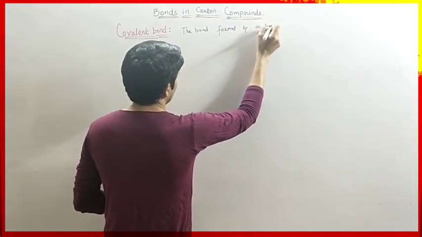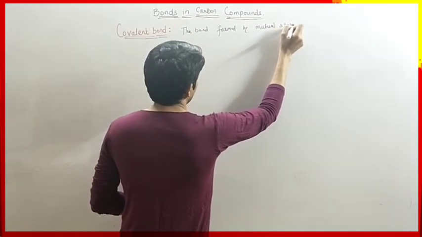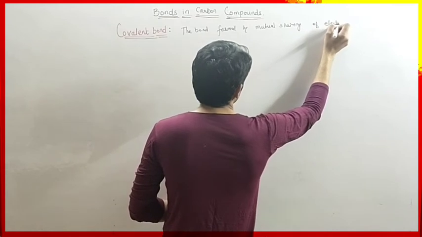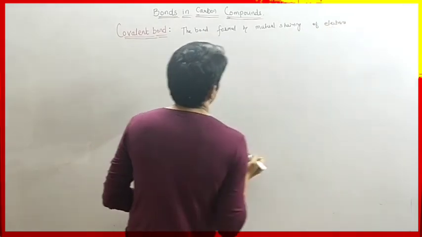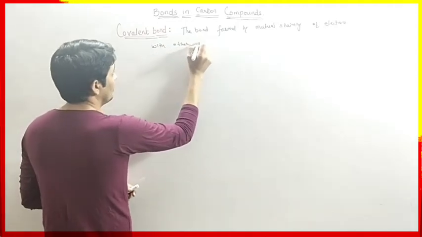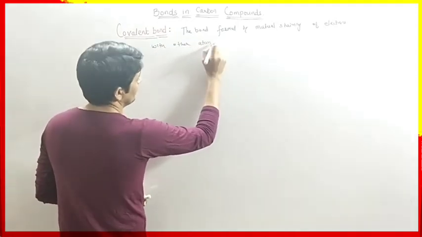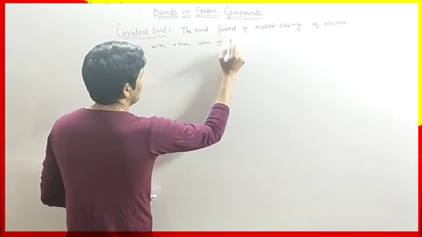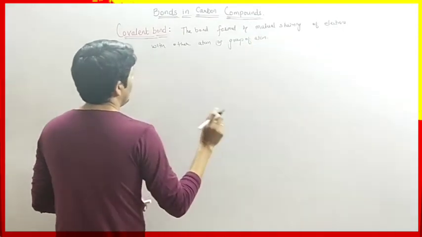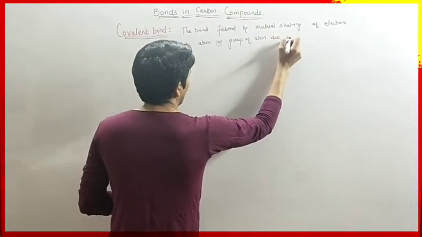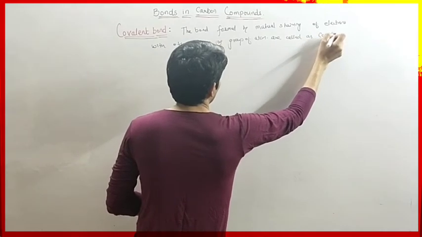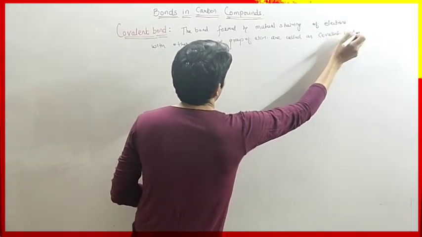mutual sharing of electrons with other atom or group of atoms is called a covalent bond.